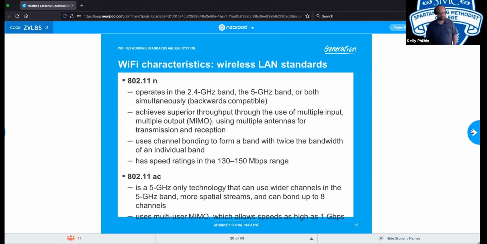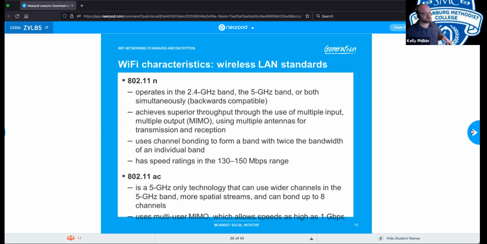802.11ac operates off of the 5 gigahertz band. It does not operate off of both like N does. It can bond up to 8 channels at one time, which allows for much faster throughput. It still has the multi-user MIMO and allows speeds as high as 1 gigabit per second.